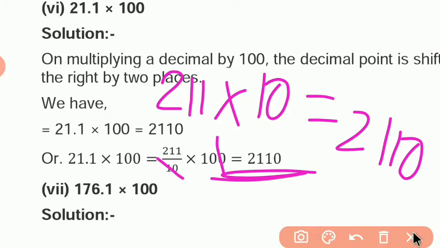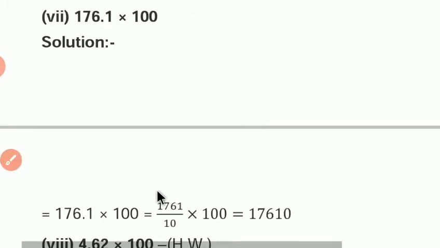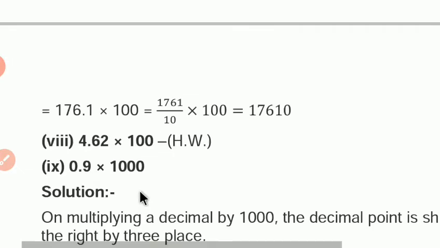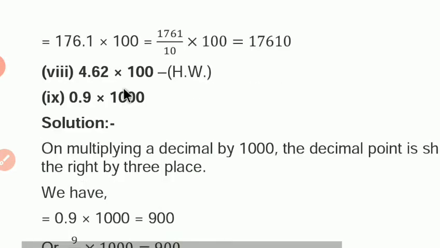Now the 7th one, 176.1 into 100. Again we will remove its decimal. So here 10 will come. If we cut 1 0 by 1 0, the answer will be 17,610. In the 7th one or 8th one, we have to multiply by 100, same as 6 and 7.